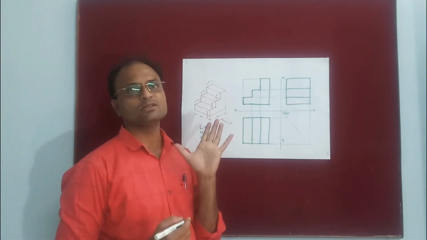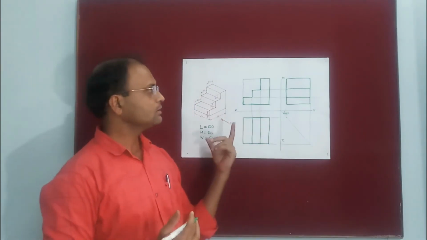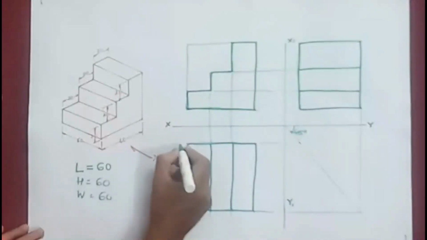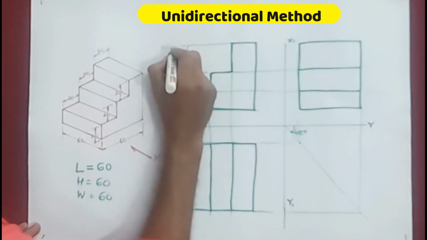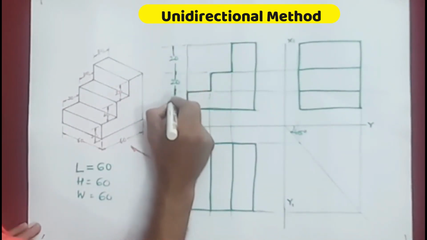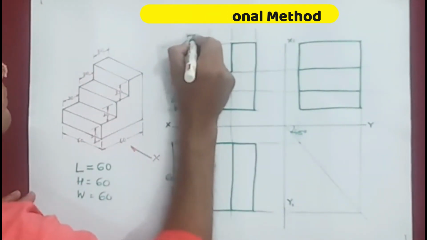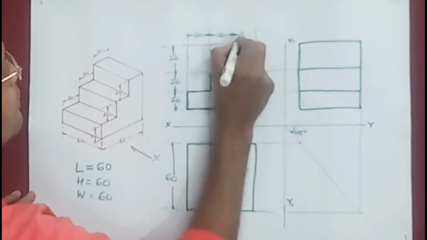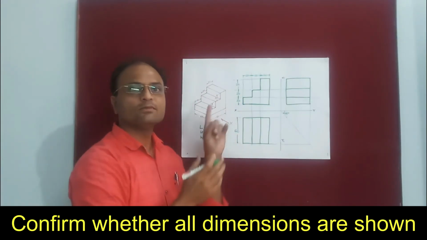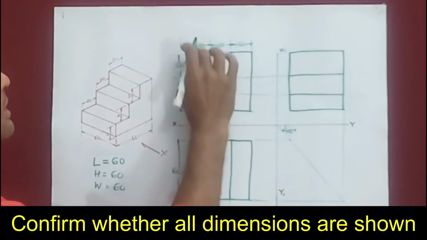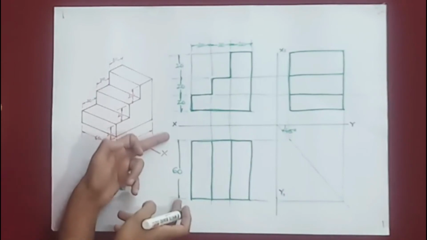Last step is to show dimensions, okay. You can follow either aligned method or unidirectional method for dimensioning. Now I am following the unidirectional method. We have to finally confirm whether we have shown all the dimensions or not. We can see height of each step is shown, width of each step is shown, total height we can easily measure, and here you will need height which is 60 also shown.